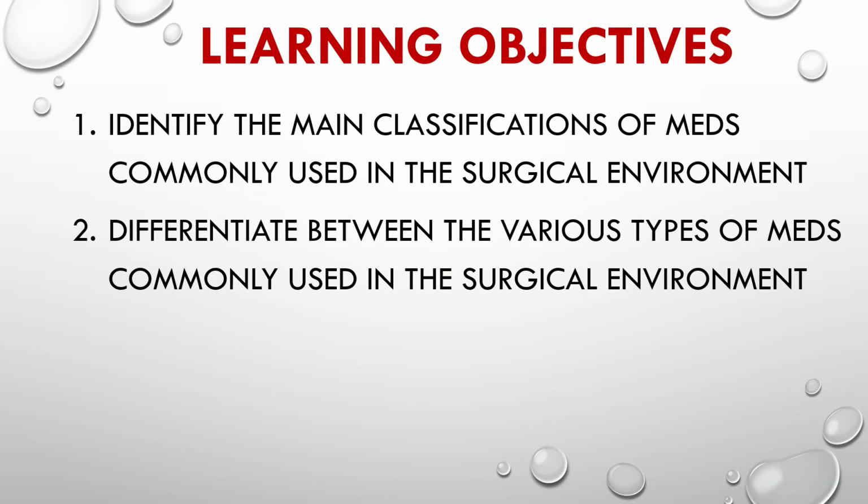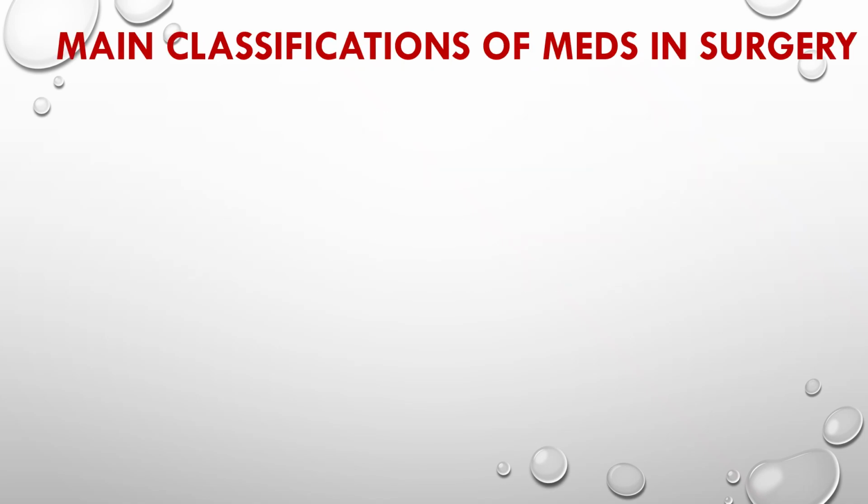So our learning objectives are actually simple. It is identifying the main classifications and then differentiating between the types. So we are going to be covering the gamut of all of these different medications. So it is just knowing what those drugs are and what they are used for. To get started, just the classifications of the medications.